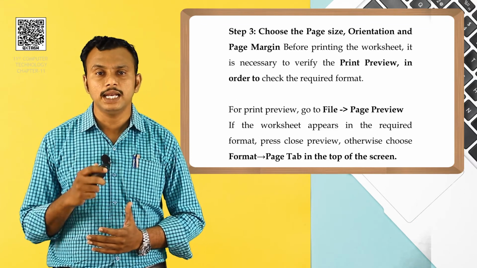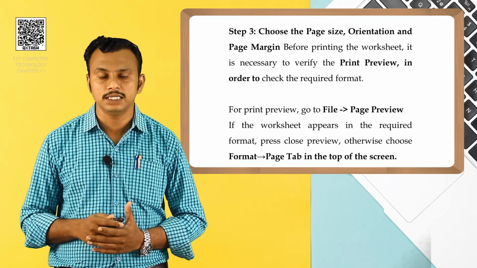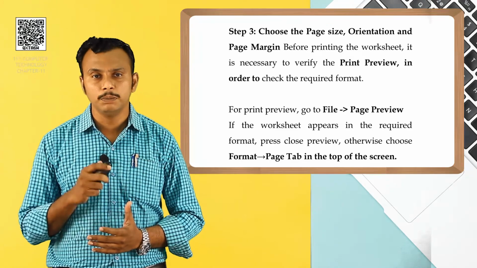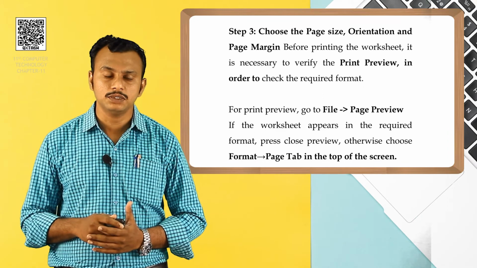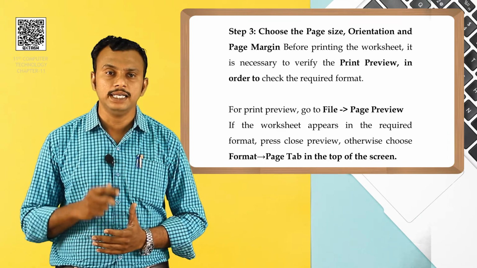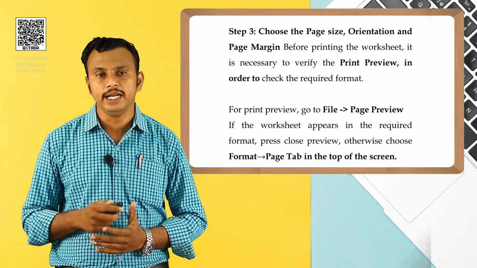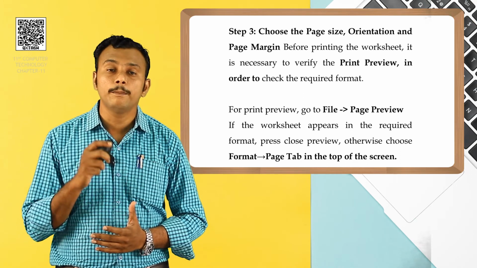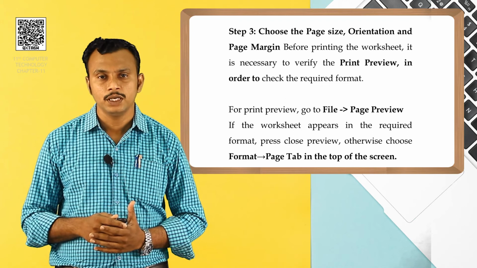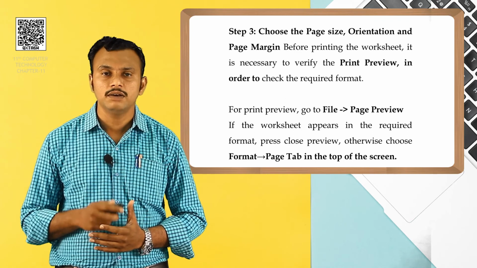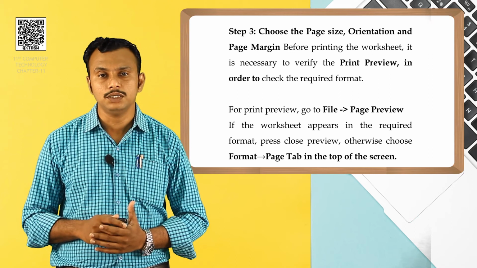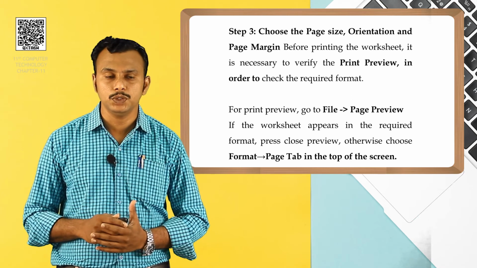Portrait means the length is more than the width. Landscape means the width is more than the length. So before printing we want to set the page size, that is paper size, and then the orientation. After making the changes, you want to preview the worksheet. How to preview the worksheet? For that we select the file menu and then choose the option page preview.